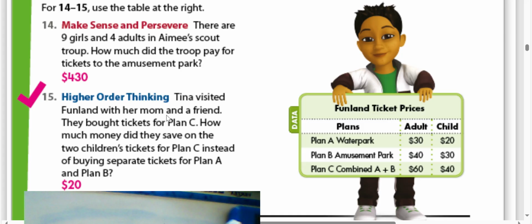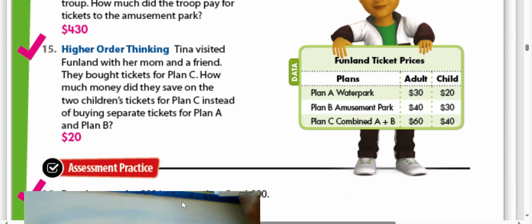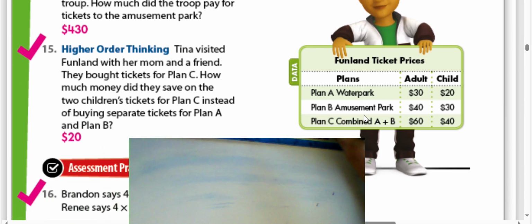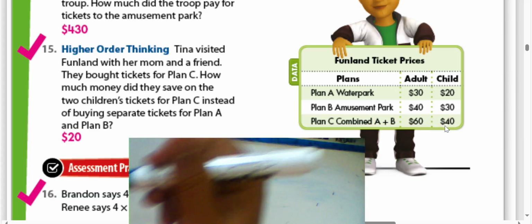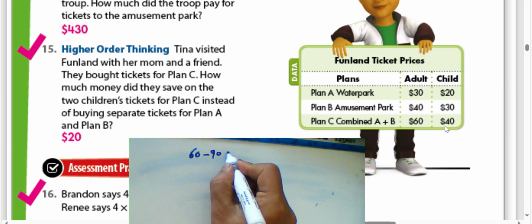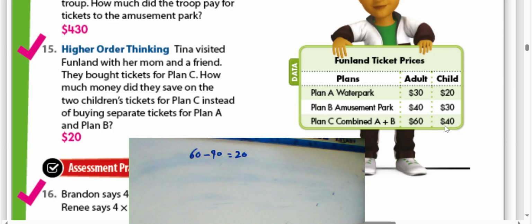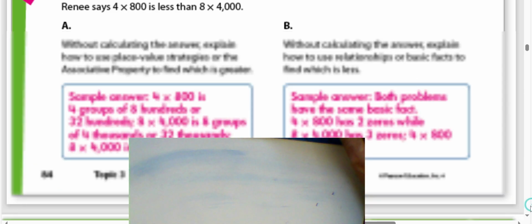Tina visited Florida with her mom and a friend. They bought tickets for Plan C. Look at Plan C here. How much money did they save buying 2 children tickets for Plan C instead of paying separate tickets for Plan A and Plan B? Okay, we can find the difference between them, 60 minus 40. It will be $20. Okay, next question.